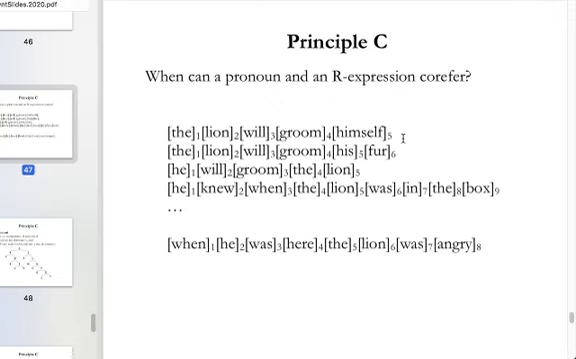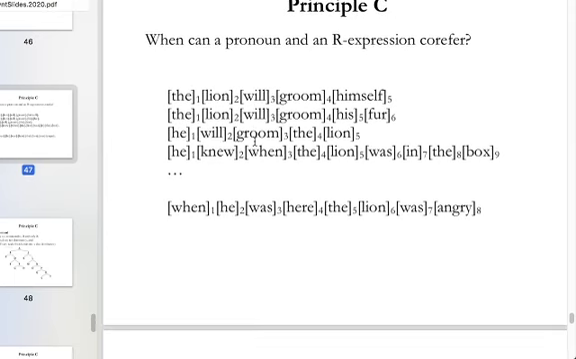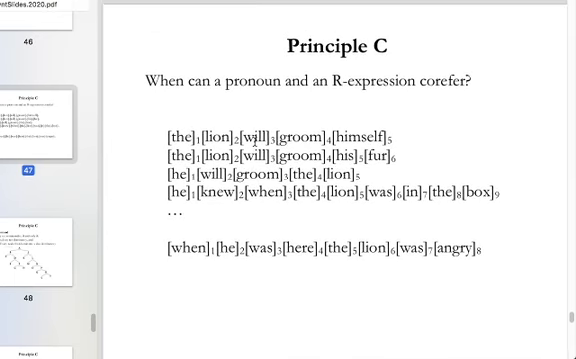So the claim is basically that you have a syntactic learning component that makes it impossible to learn structure-independent generalizations about word order and only allows you to learn structure-dependent generalizations about hierarchical syntactic structure. And so there's lots of cases like this.